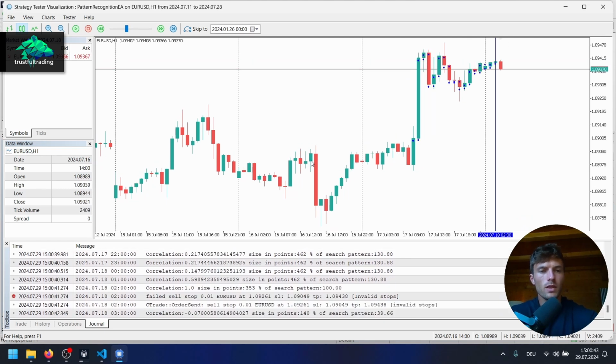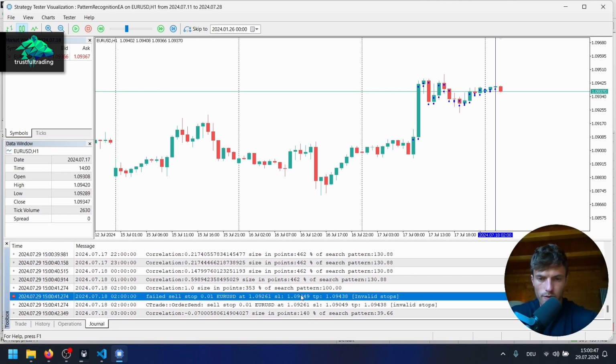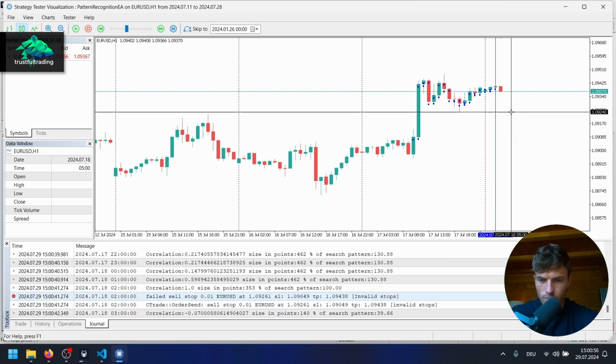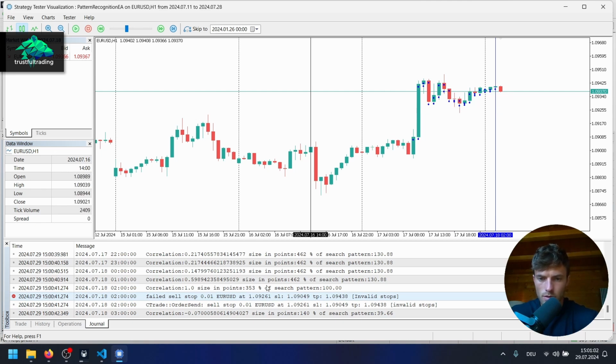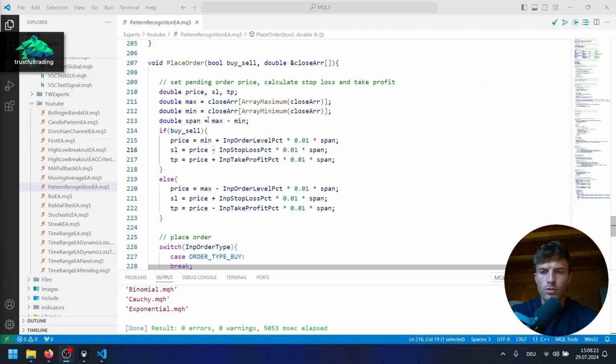Okay, so here's our pattern, but we don't have a trade. We have invalid stops because our price here 192. The price is correct, I think, but the stop loss 190, yeah, should be above, of course, of the order. Yeah, we need to change this a little bit.